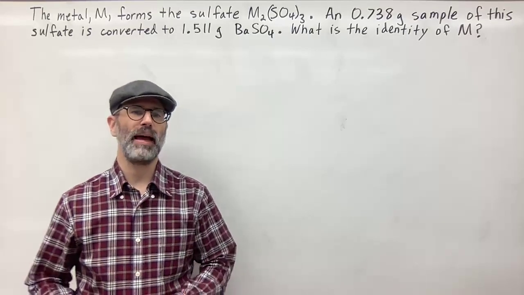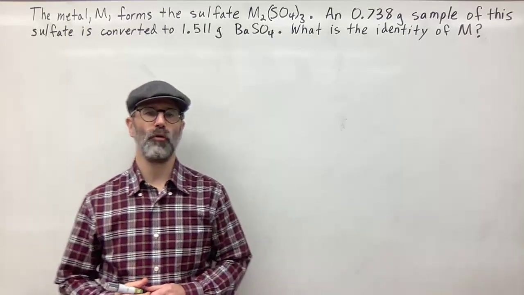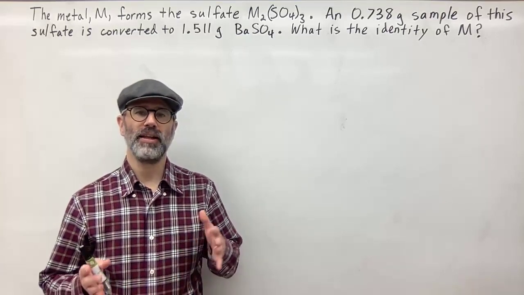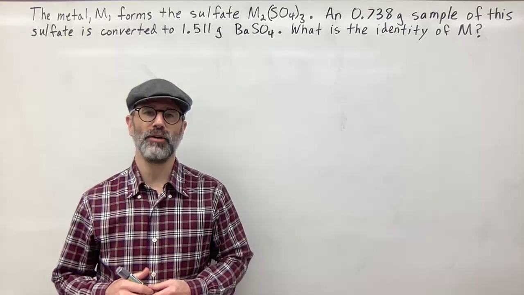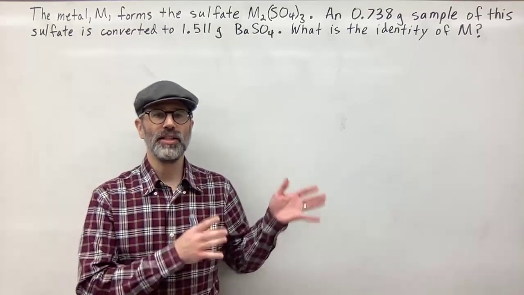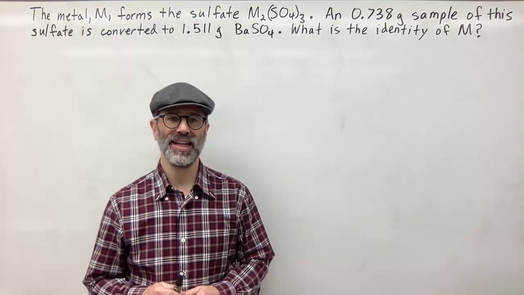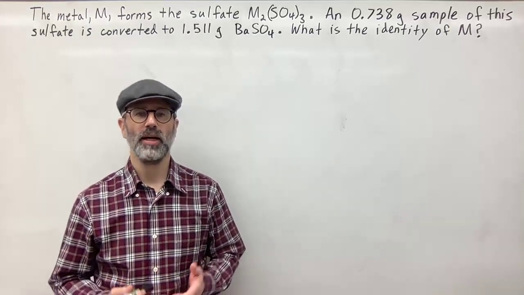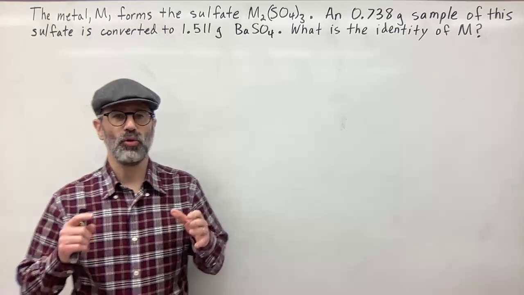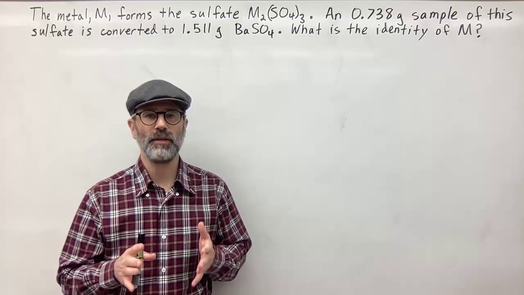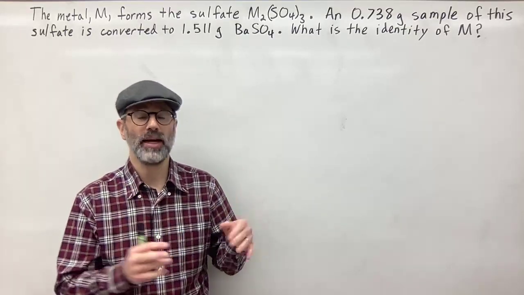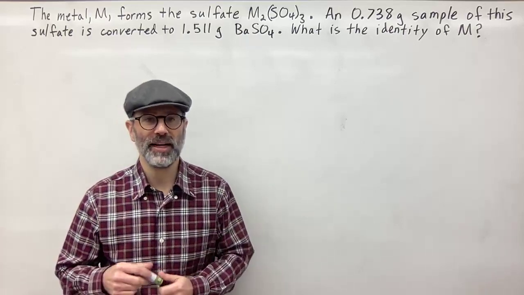So here we have a metal M that forms the sulfate M2(SO4)3, and we're given that a 0.738 gram sample of this sulfate, this M2(SO4)3, is converted to 1.511 grams of barium sulfate, and they want to know what is the identity of M. So right away, when they're asking for the identity of M, it is some metal, right? Some element on the periodic table.